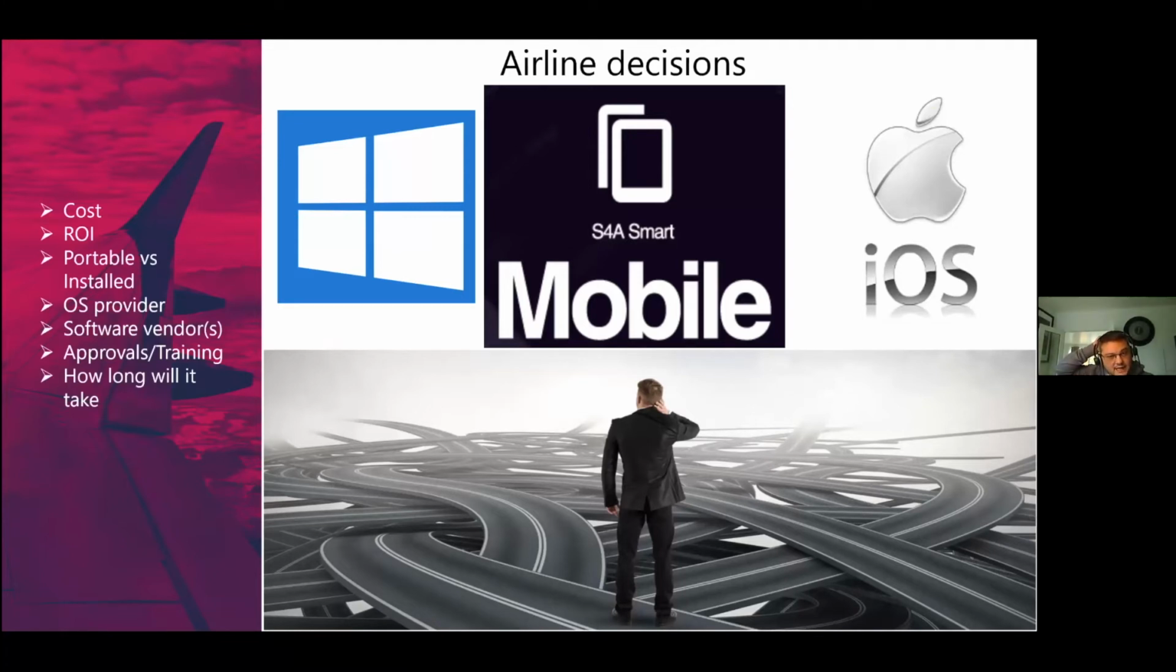So who did they decide on? What hardware did they decide on? Therefore, how much is it going to cost? When am I going to get a return on investment? How long is it going to take? Is it going to take 1 year, 2 years, 3 years? Do I go down the portable route or the installed route? What are the different software providers? Who are they? How much is it going to cost? What are the timelines? Who are the different vendors?